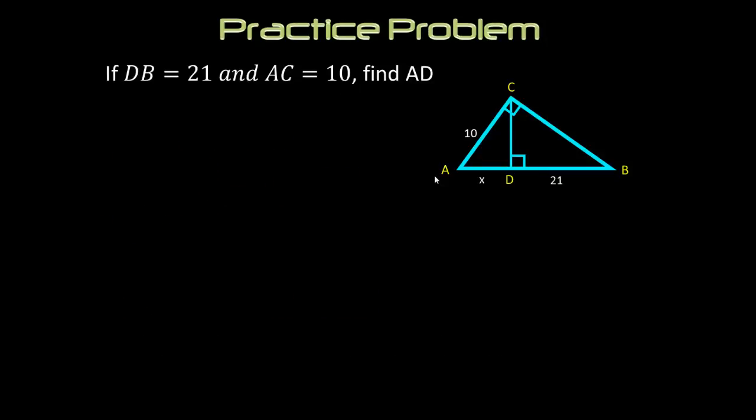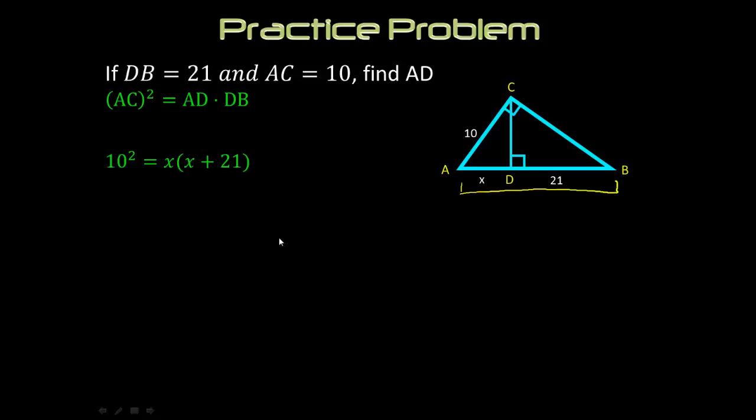All right, let's change it up a little bit. So let's say that DB is 21 and AC is 10. Find AD. So we know some different parts this time. We say that AC squared equals AD times DB. So now we have AC and we're missing one of the other parts. So we're going to call that x, and then this whole segment here would be x plus 21, right? So we get 10 squared equals x times x plus 21.